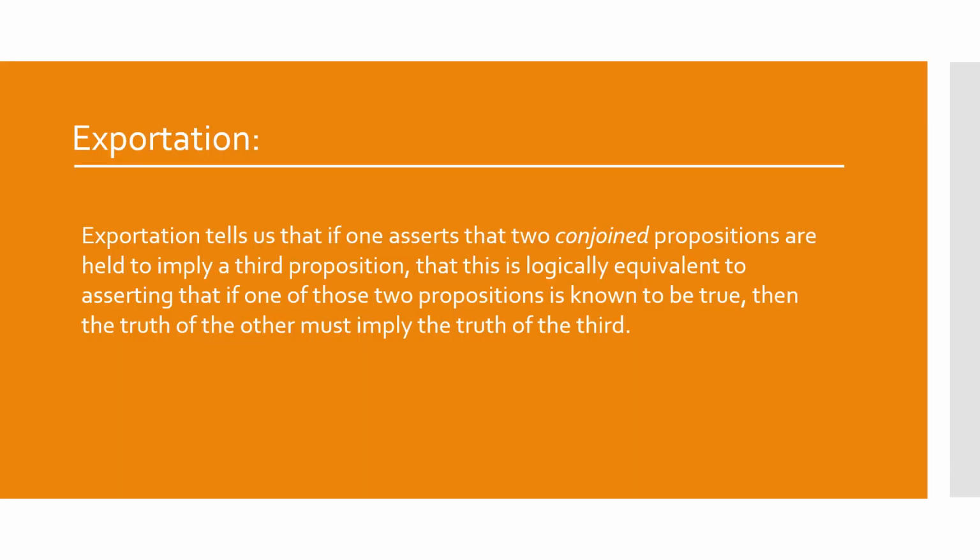Exportation tells us that if one asserts that two conjoined premises are held to imply a third proposition, that this is logically equivalent to asserting that if one of those two propositions is known to be true, then the truth of the other must imply the truth of the third. Now, once again, that basic definition is a bit of a mouthful. It's much easier to understand when we go look at examples.